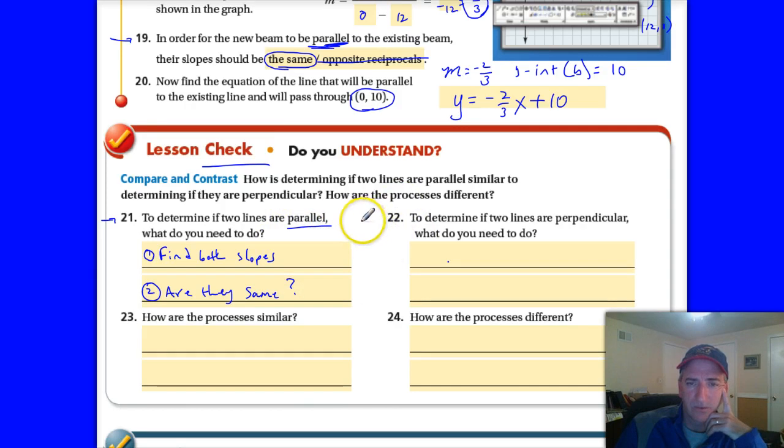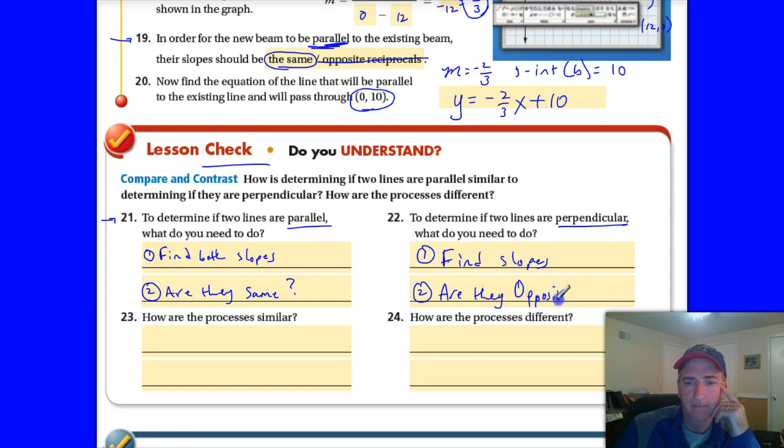Number 22 says to determine if 2 lines are perpendicular, what do you need to do? Well, same thing, find the slopes. And then determine, are they opposite? Are they opposite reciprocals?